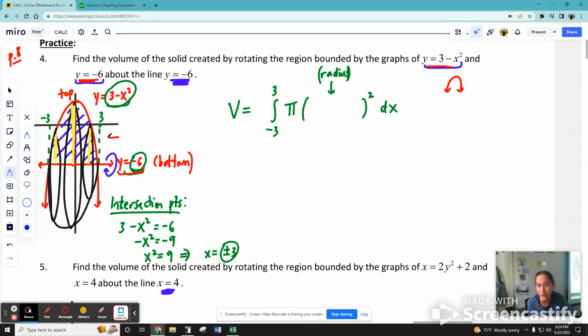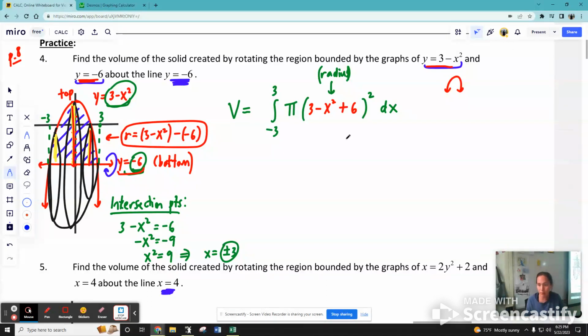For this yellow radius, which changes shape throughout, we can use the top function, 3 minus x squared, subtract the bottom function, so minus -6. That would be a good expression for just this distance that's going to represent the radius. And we can simplify this a little bit. This is like saying 3 minus x squared, and then we could say plus 6 because it's minus a negative.